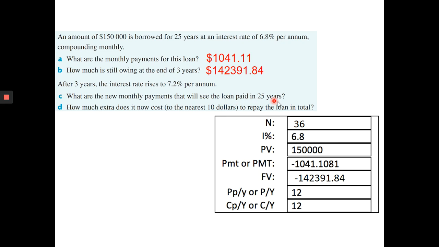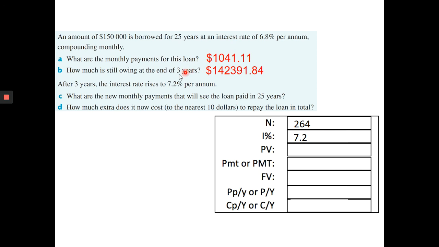That would need to be paid in 25 years. Well, the new monthly payments. So where does that 264 come from? So we've already had 3 years of the loan, and it's a 25-year loan, so we've got 22 years left. So 22 times 12, 264.